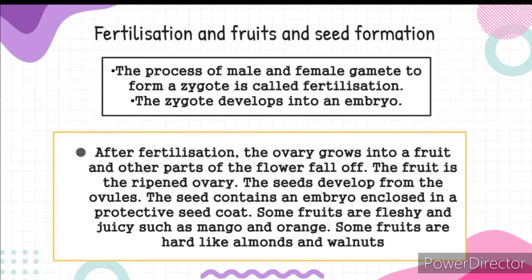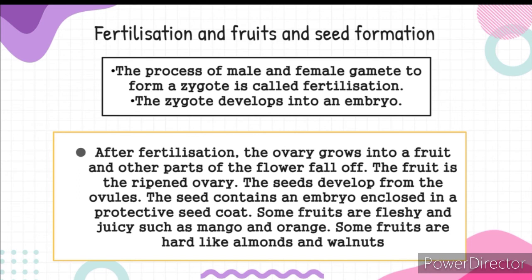Now after fertilization, the ovary grows into a fruit. That ovary is going to grow into a fruit, and the other parts of the flower fall off. The fruit is the ripened ovary. Ripened means paka hua. The seeds develop from the ovules. The seeds contain an embryo enclosed in a protective seed coat.